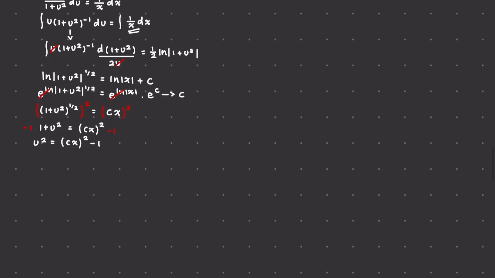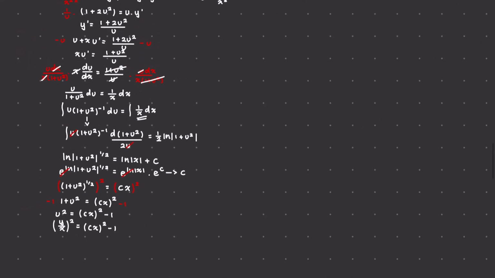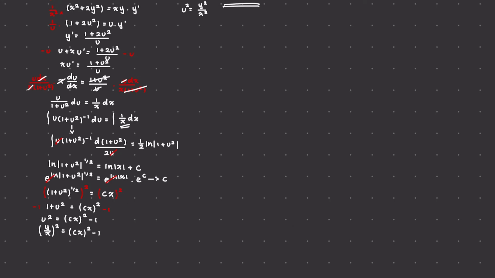And we know that our u squared is equal to y squared over x squared. And now we can rewrite our u squared here as (y over x) squared equals (cx) squared minus 1. And from here, let's try substituting our y and x with the initial value condition and simplify it later for a y equals equation, to make it easier for our calculation to find the c here first. And we know that our x will be negative 1 here and our y will be 3.